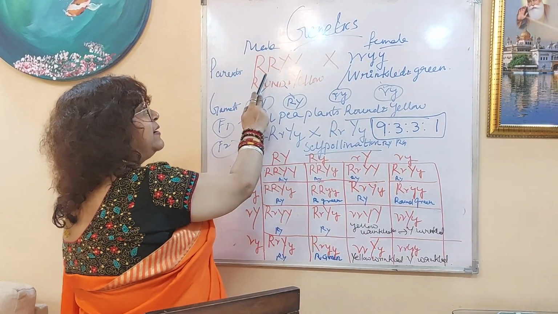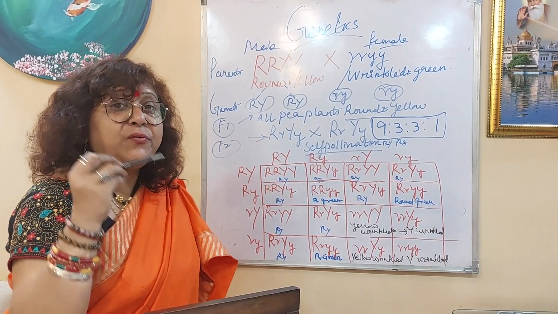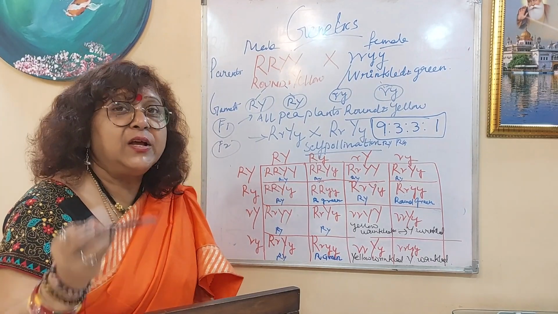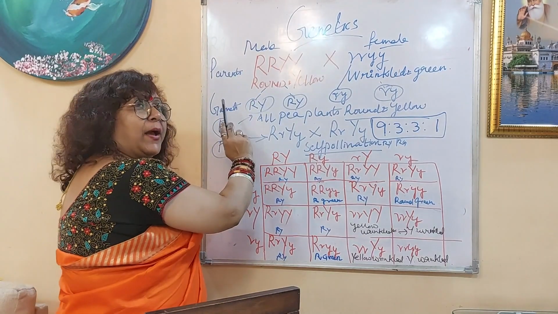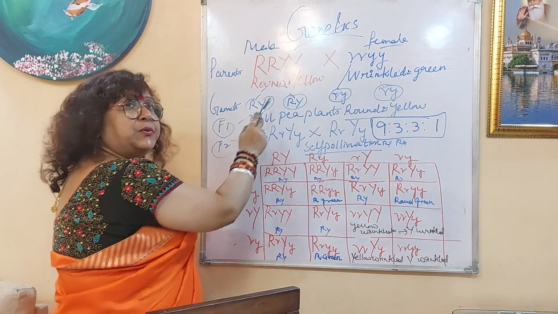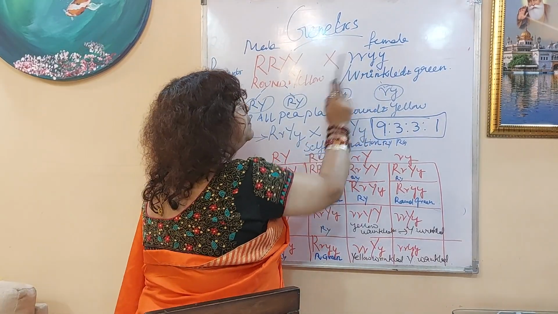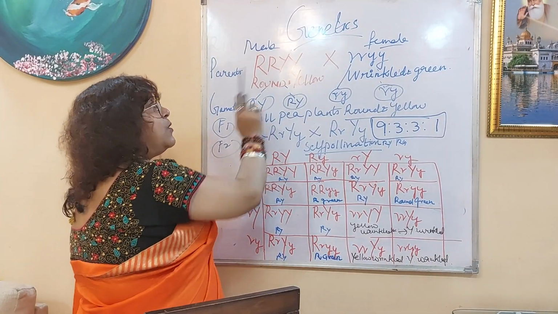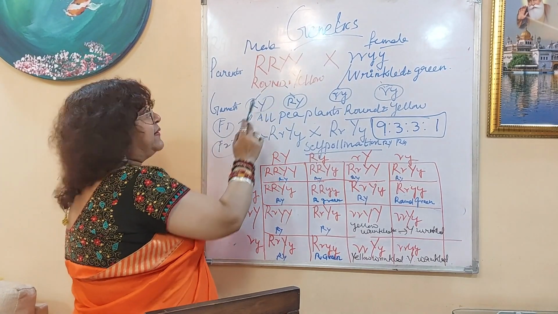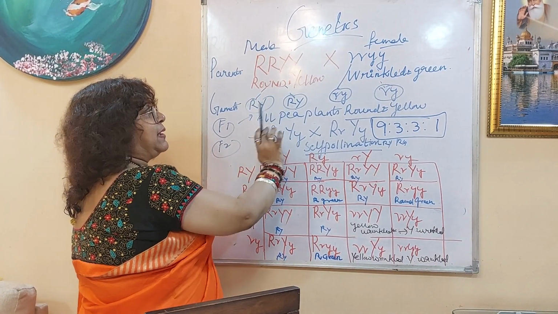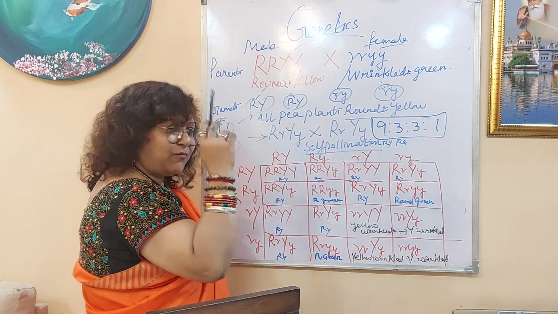Now, see the way they have been written. You have to be very particular with the way you write the alphabets. If you write it wrong, you will get a wrong cross. So you have to write very nicely, with proper handwriting. Capital R shows round, capital Y shows yellow. Wrinkled is shown by small r, green by small y. 2 contrasting characters. Now, the parents produce the gametes, RY and ry. They segregate as per the first law, the law of dominance.